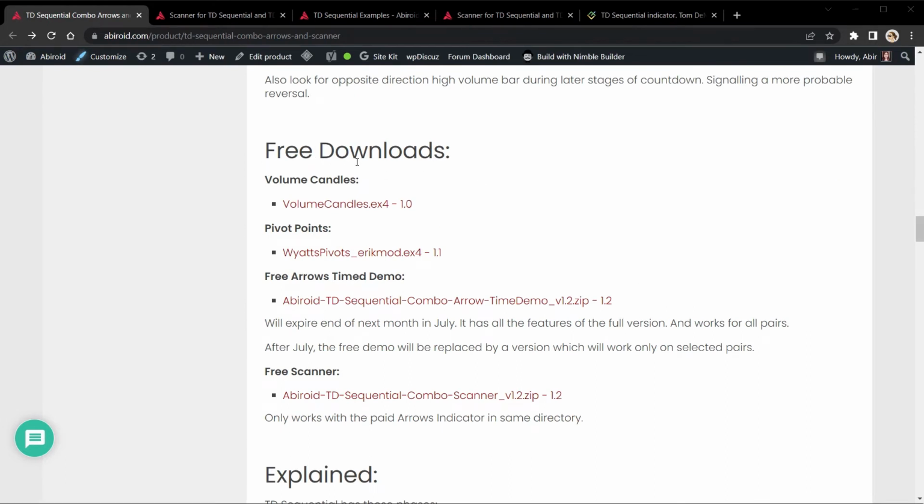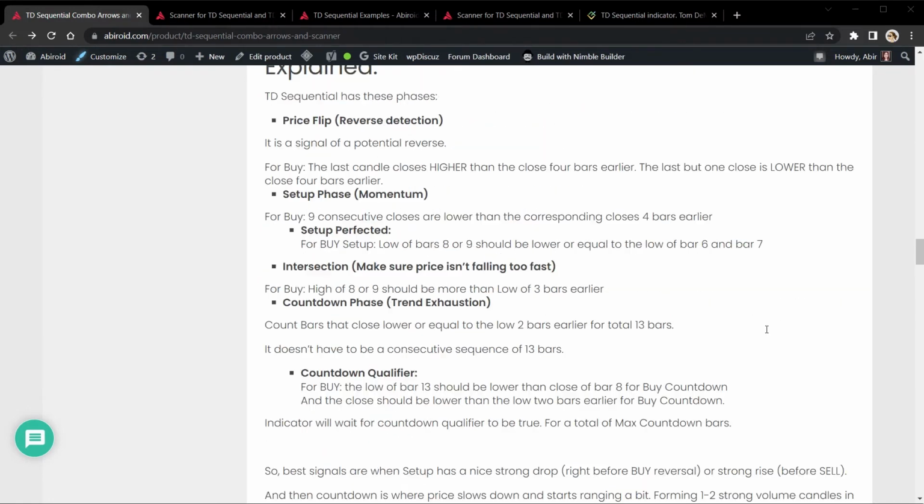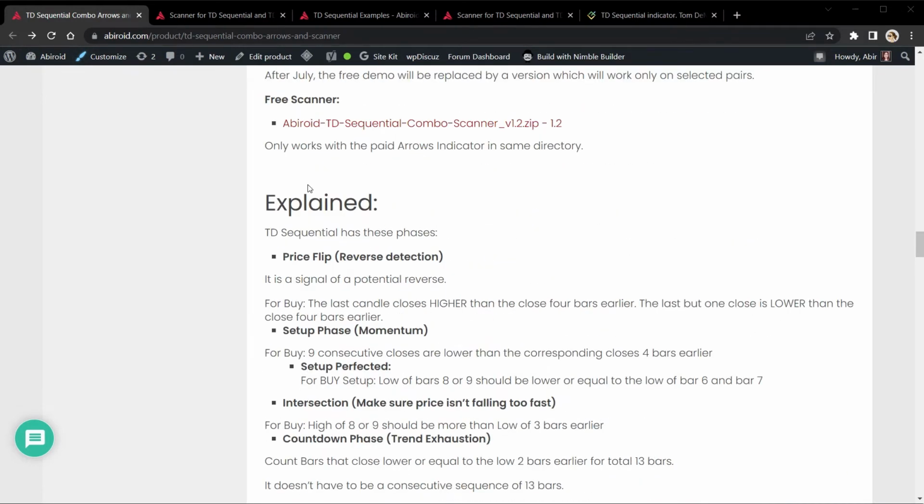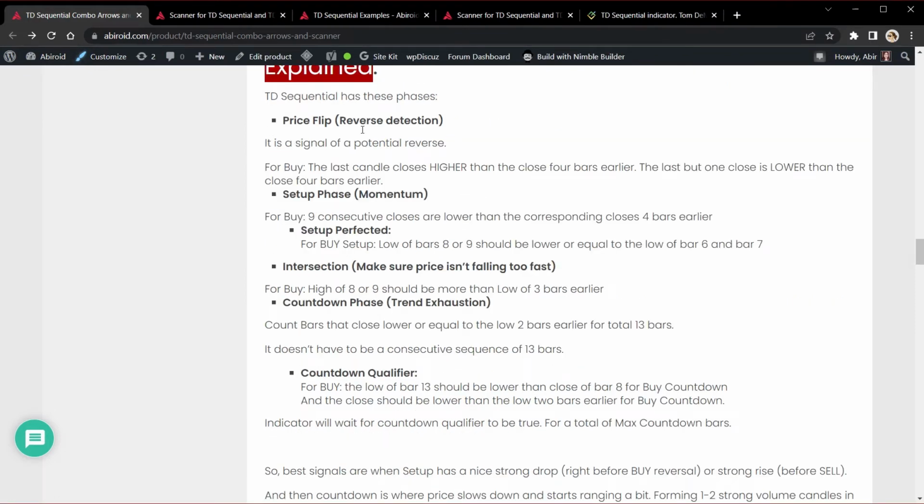Right here I have all the free downloads that I used in the template, so you can check this out. Right here, this explained section will show you what exactly the price flip means, the setup phase, and setup perfected. So a perfect setup will have the low of bars 8 and 9, for a buy setup, lower or equal to the low of bars 6 and 7. In that case, the setup is considered perfected.